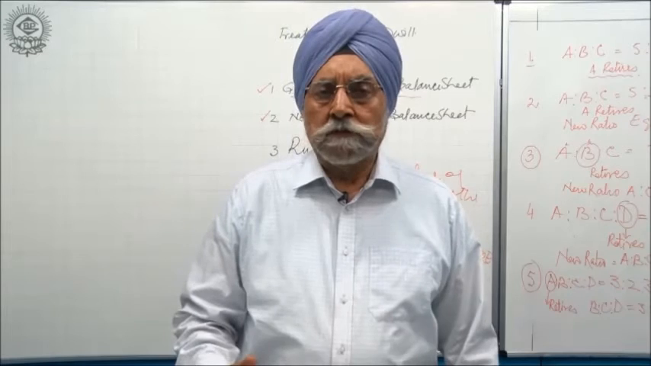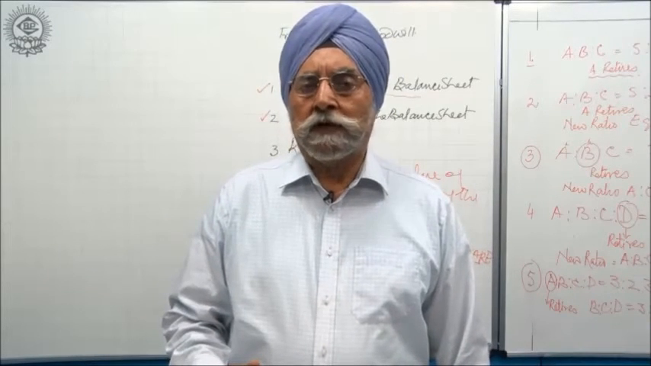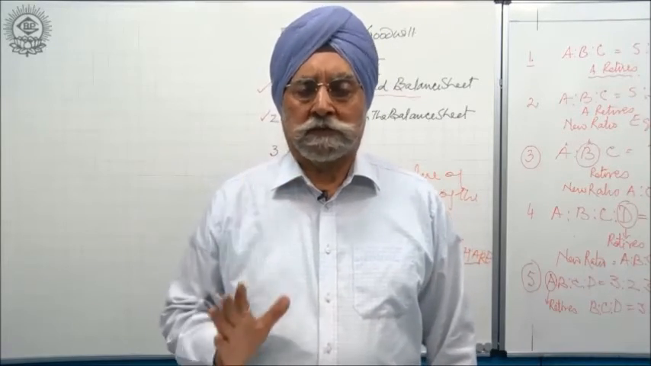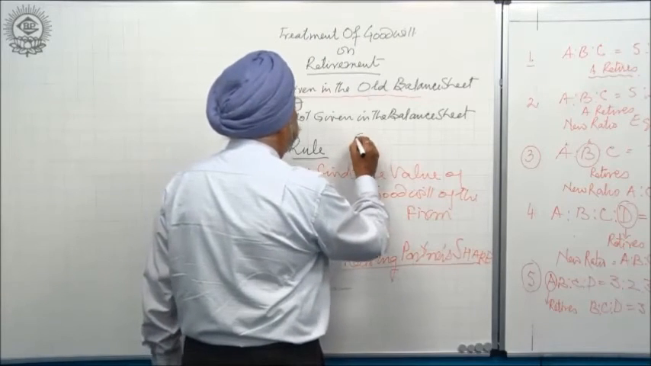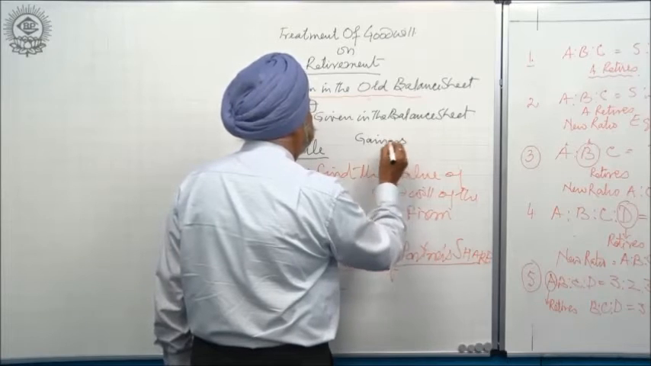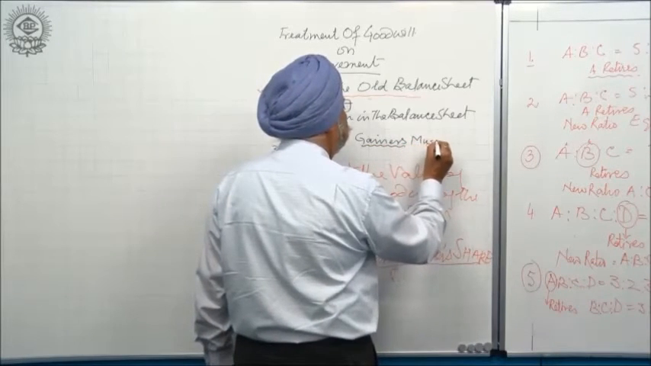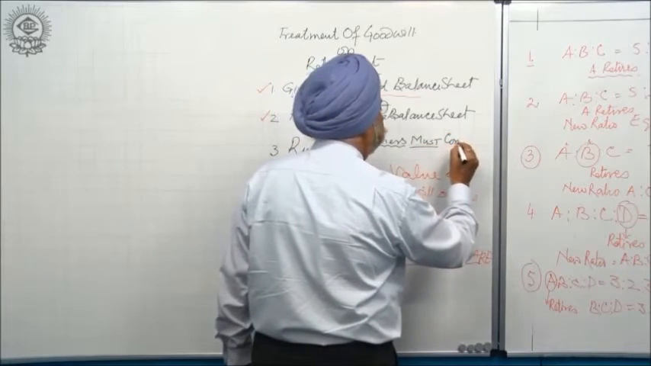So therefore, the golden rule is, the gaining partners must compensate the losing partner. The gaining partners, or gainers, must compensate the losers.